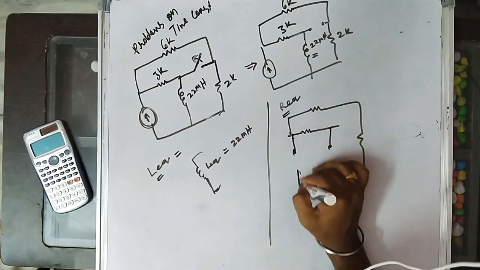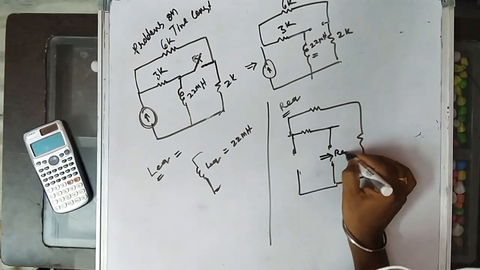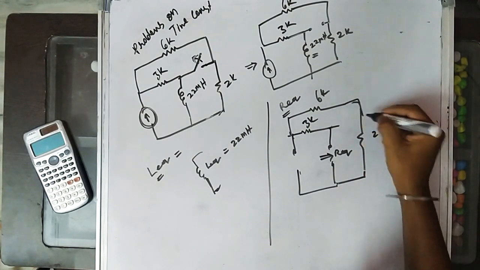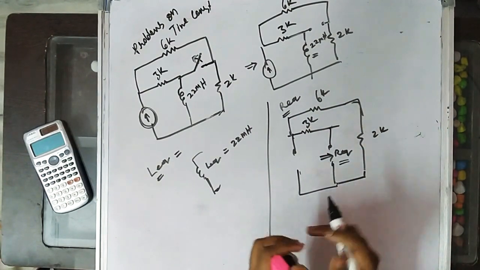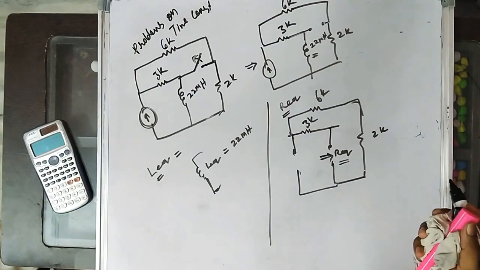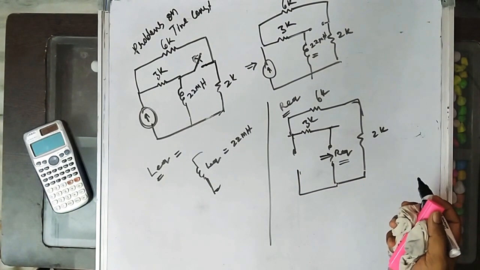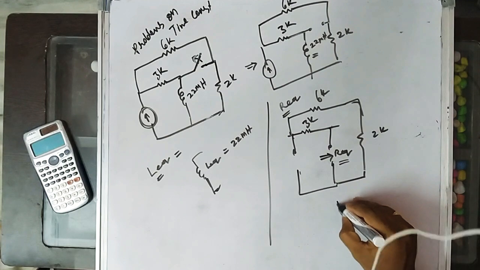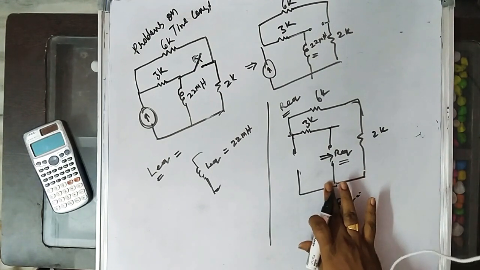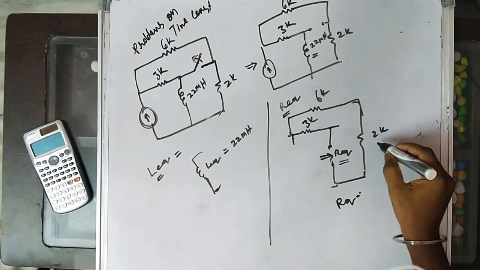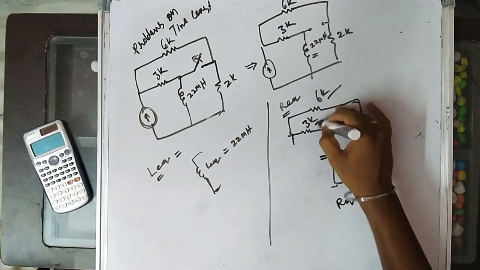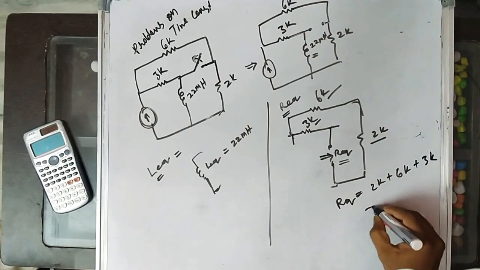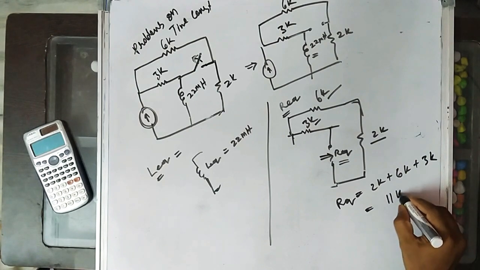You remove that current source here. From the inductor you look into the circuit. What do you see? It is 6K, 3K and 2K. So for finding R equivalent, you have to observe carefully: 2K, 6K, 3K are in series. So 2K plus 6K plus 3K. The R equivalent value is 11 kilo ohms.